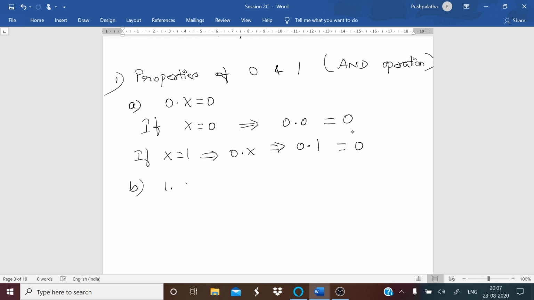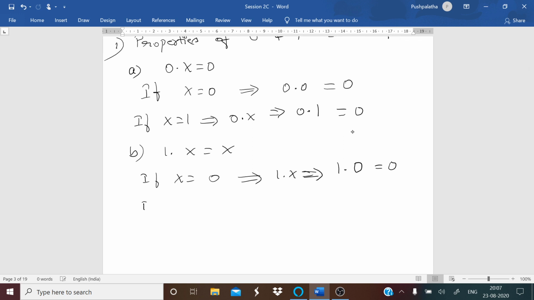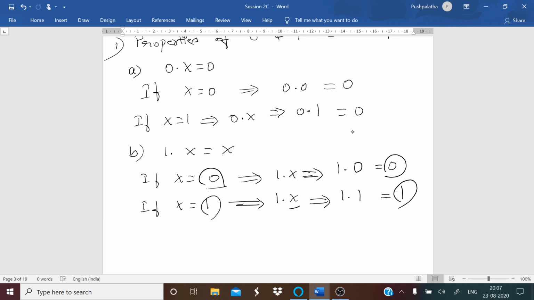And we have one more statement, 1 into x equals x, right? So if x equals 0, then 1 into x becomes 1 into, in place of x you are substituting 0, so 1 zeros are 0. Then if x equals 1, what happens? 1 into x, that is 1 into, in the place of x you are substituting the value 1, so 1 ones are 1. So what is the statement? 1 into x equals x, whatever the value of x is. Here x is 0, the output here is also 0, that is x. If x is 1 over here, then here also the output is 1. Okay, so 1 into x equals x, whatever the value of x you have, the output is the same as that. So this is your properties of 0 and 1 using the AND operation.